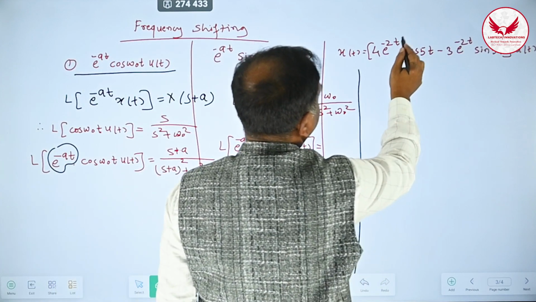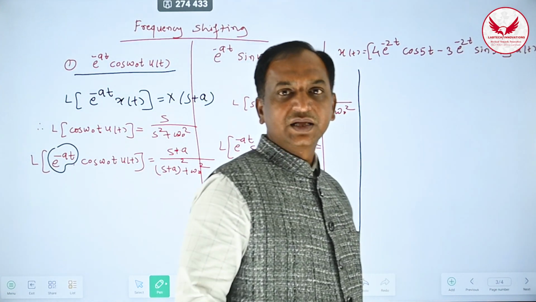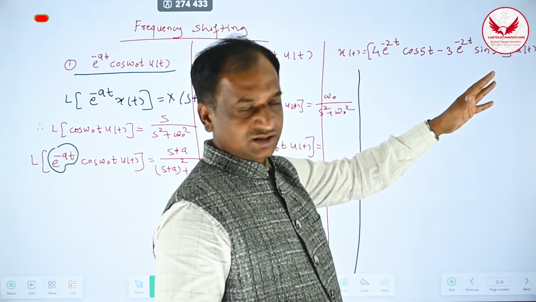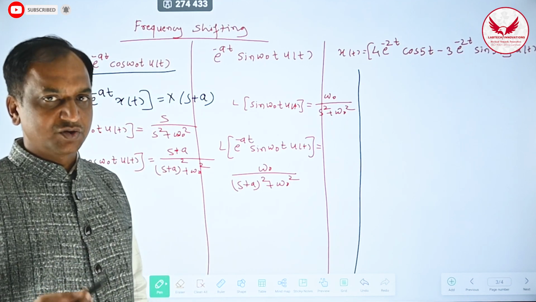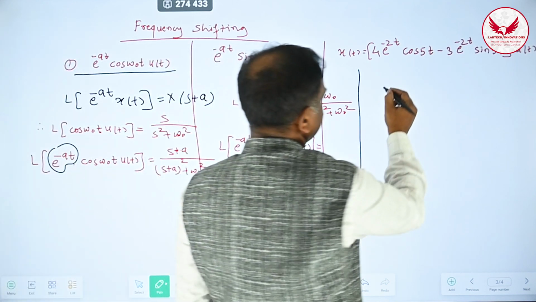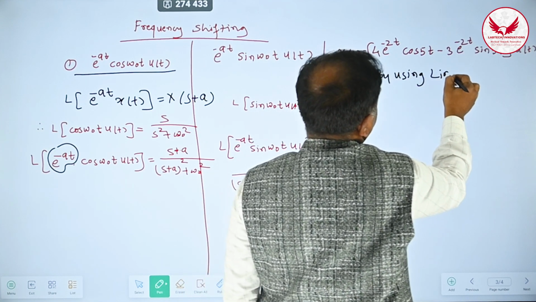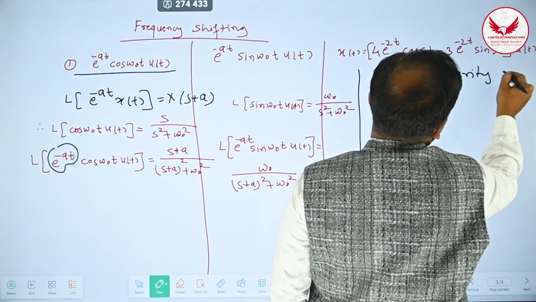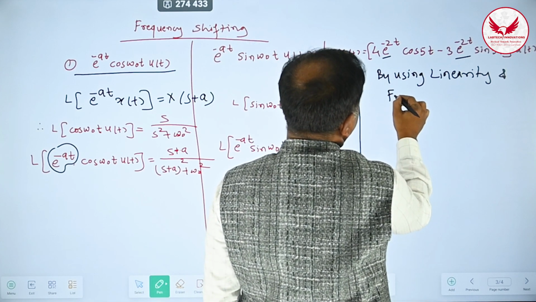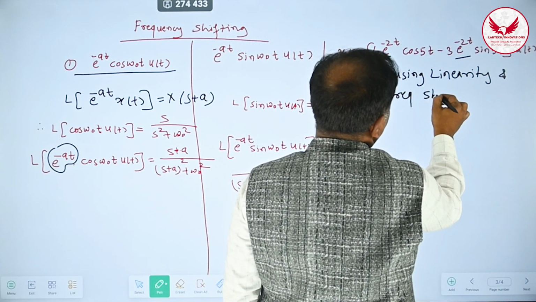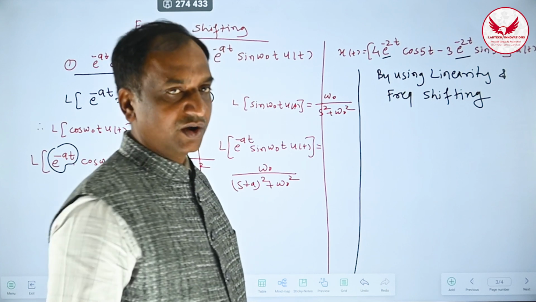So if it is 4 e raised to minus 2t cos 5t minus e raised to minus 2t sin 5t u of t. There are two signals, one is x1 and another x2 signal. So the Laplace transform of x1 plus x2 is x1 of s plus x2 of s. By using the linearity property, you can specify, and so it is multiplied by e raised to something. So by using linearity and frequency shifting property.